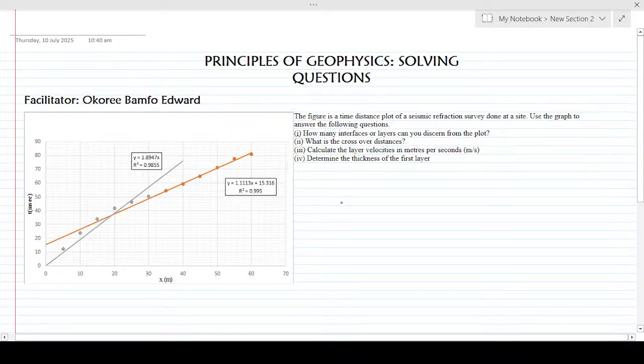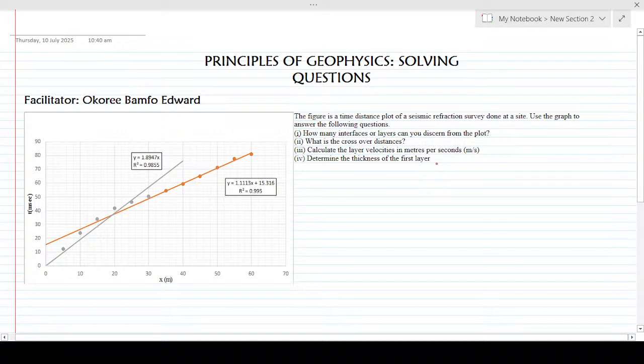Alright, so let's begin. We have this question. The figure of this time-distance plot is for a refraction survey. We are supposed to use the graph to answer the following. We are supposed to determine the number of interfaces or layers we can deduce from the plots, determine the crossover distance, calculate the layer velocities in meters per second, and then determine the thickness of the first layer.